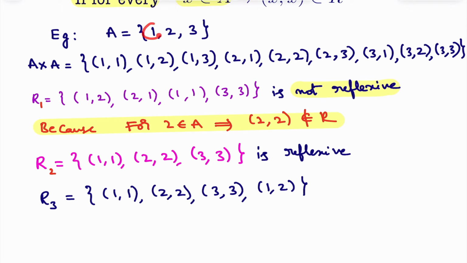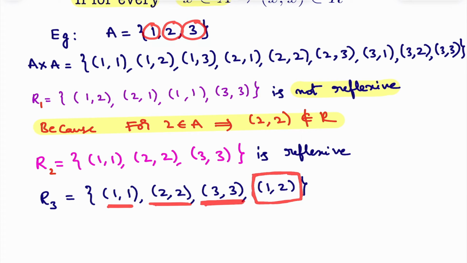As this is a relation on set A, you come to this set A. Here, 1 is there in set A. 1 comma 1 is there in this? Yes. 2 is there in set A. 2 comma 2 is there in this? Yes. 3 is there in set A. 3 comma 3 is there in this set? Yes. Here some people will doubt: here 1 comma 2 is extra, so how will it be reflexive?